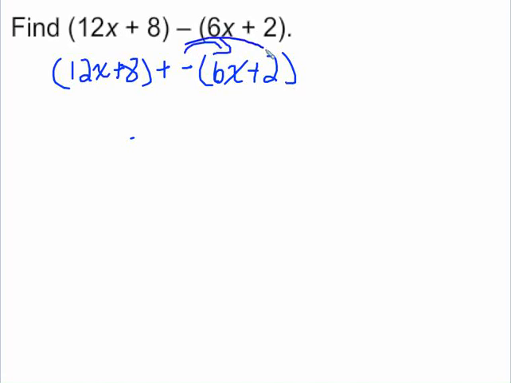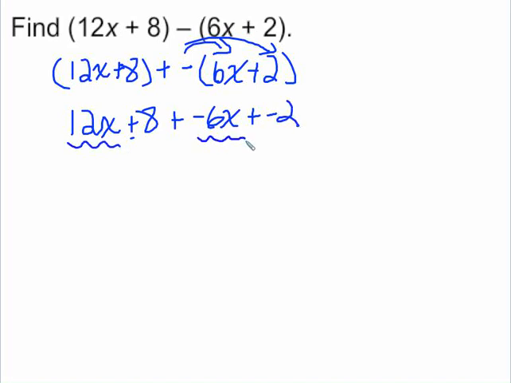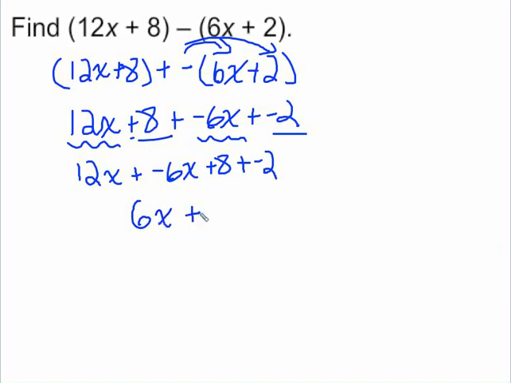I'm going to distribute that negative in. So I'm going to get 12x plus 8 plus negative 6x plus negative 2. I know I can combine 12x with negative 6x and 8 with negative 2. So let me rewrite my problem. It's going to be 12x plus negative 6x plus 8 plus negative 2. When I combine my like terms, I'm going to have 6x plus 6, and I am done.